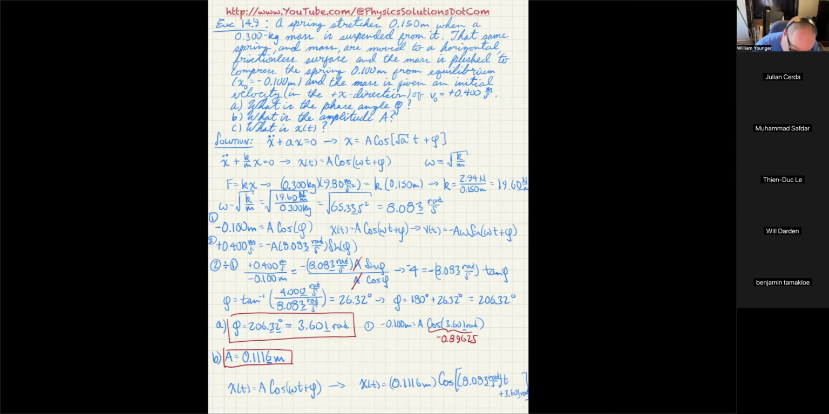So that's the actual x as a function of time. Sorry about having to split it over two lines, but I think that makes sense to everyone. Cosine of 8.083 in parentheses times time plus 3.601 radians. That too is inside the square brackets, and therefore it's part of the argument of cosine. But that was that problem.